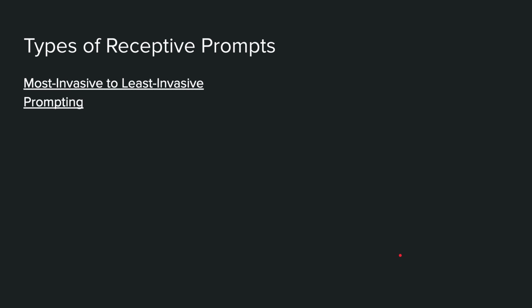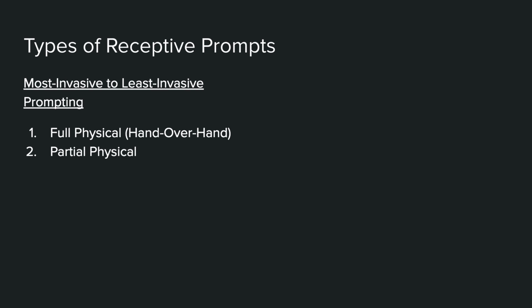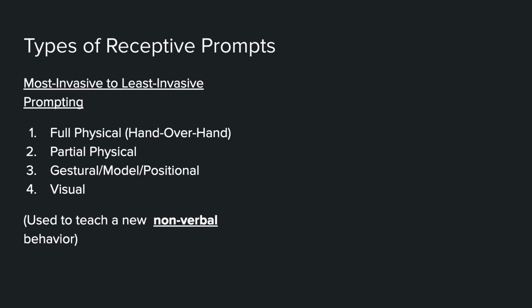So there's a most invasive to least invasive prompting, which involves starting at the bottom of the pyramid with full physical or hand over hand prompting, then moving that to partial physical prompting, and then moving that to gestural, model, or positional prompt, which you choose depending on the type of skill that's being taught. You don't do all three, you just pick one and use that. And then there's a visual prompt, which is our least invasive prompt. And we use most invasive to least invasive prompting to teach a new nonverbal behavior.